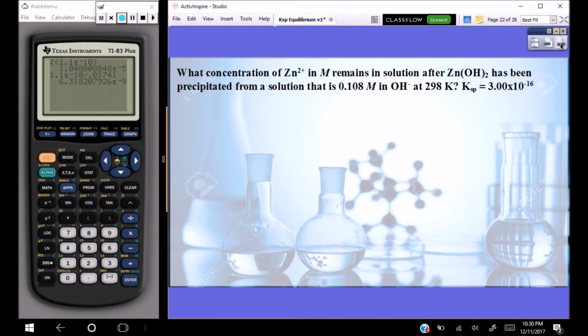So let's try one on your own. What concentration of zinc 2 plus in molarity remains in solution after zinc hydroxide has been precipitated from a solution that is 0.108 molar OH minus? Same setup. Go ahead and solve.